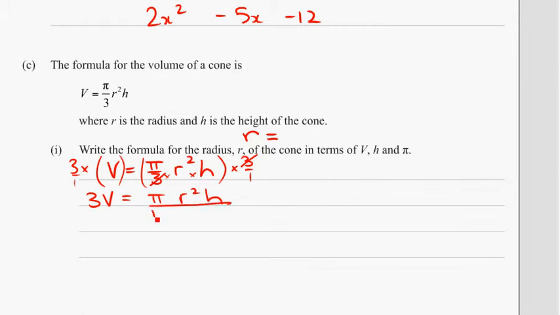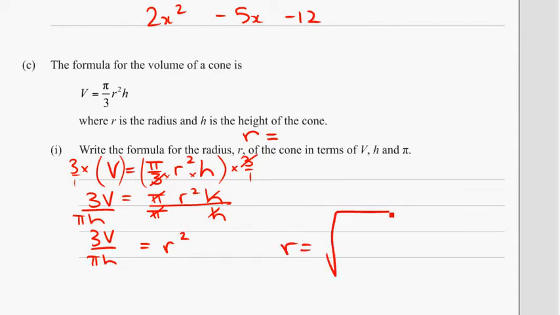We're wanting r on its own, we need to divide by a pi and a h. What you do to one side, do to the other. Lastly, r will equal the square root of 3v over pi h. We only want the positive square root because a radius, of course, can't have a negative answer.